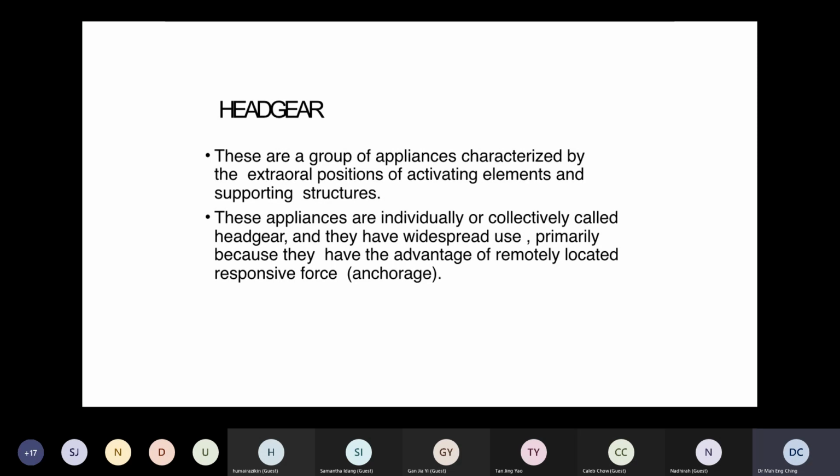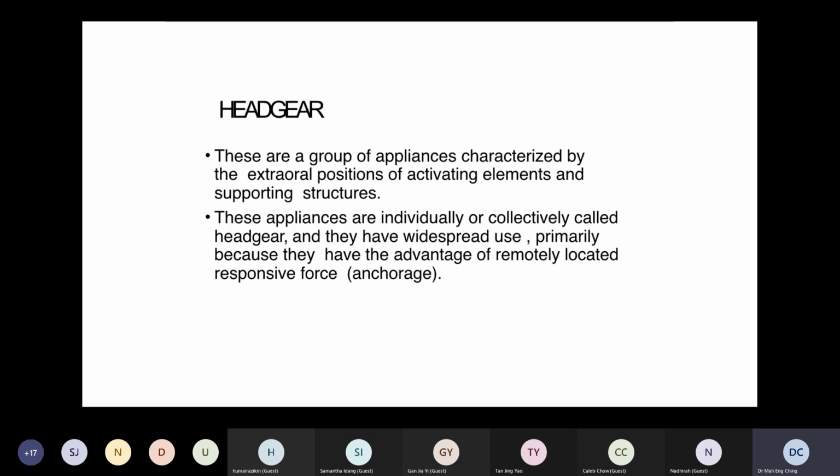For braces, most of the time we do it intraorally, and we use force applied on the teeth. This is called intraoral anchorage. When we come to extraoral, it means you're using extraoral structures as an anchor. So mainly the skull, the face, the forehead, and the chin.